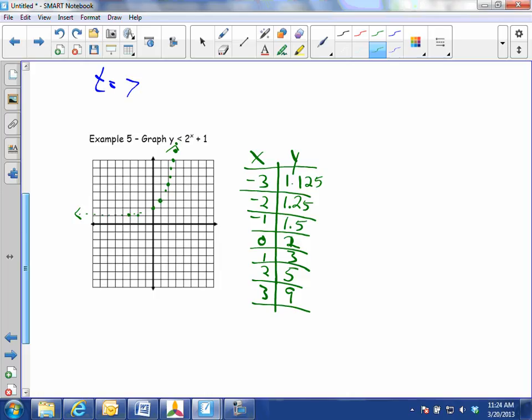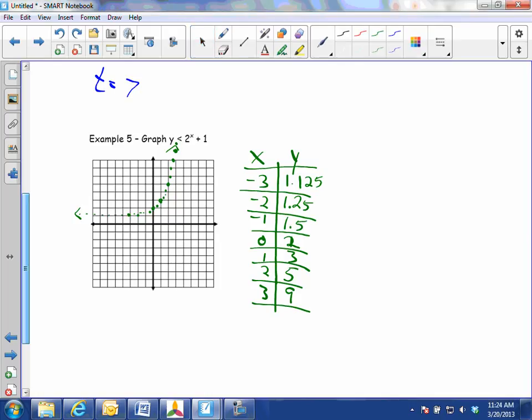Why does that have to be dotted? Because it's just a less than. If it was less than or equal, if it was or equal, then it would be solid, but less than or greater than are just dotted, because they're not included in the solution set.